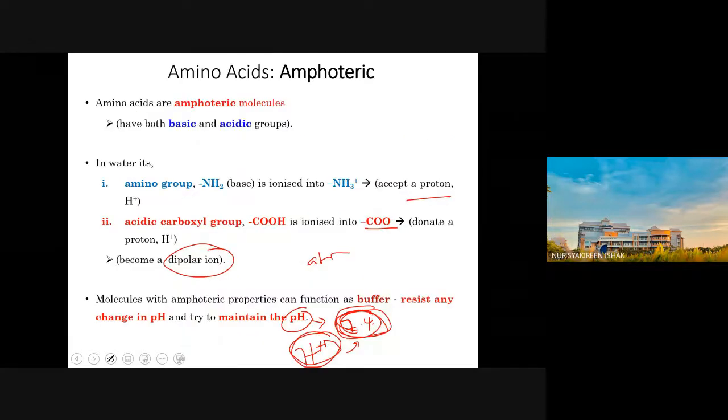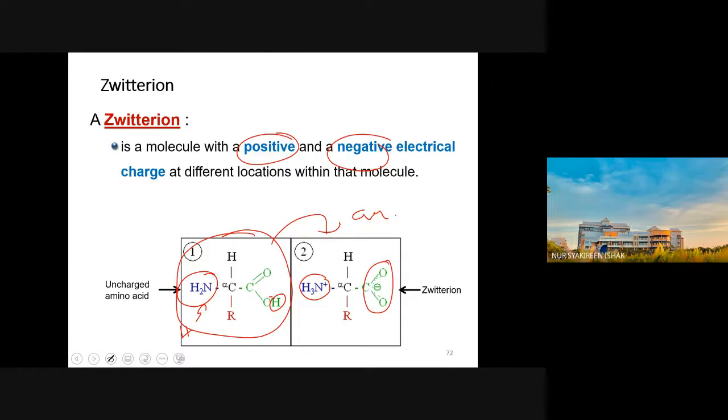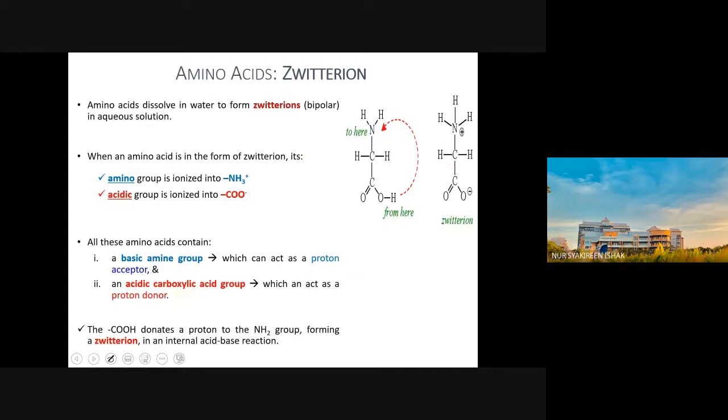Earlier, amphoteric is a molecule that has both acid and basic property. Okay. So it's the same thing, it involves amino acid with these two functional groups, amino and carboxyl. Okay. So amino acid dissolves in water to form zwitter ion, which is bipolar. Bipolar, it has both positive charge and negative charge, in aqueous solution. So when an amino acid is in the form of zwitter ion, its amino group is ionized into NH3 plus. Don't forget this plus sign is superscript.